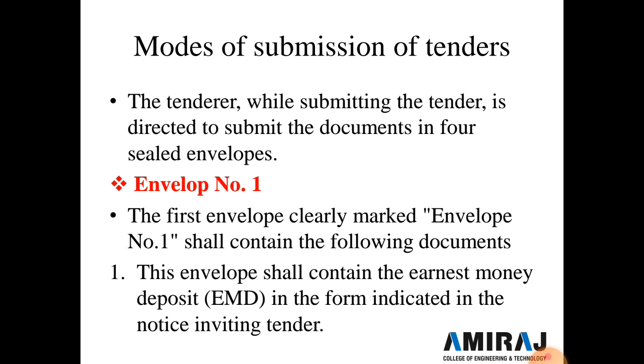Now modes of submission of tender. While submitting the tender, the tenderer is directed to submit the documents in a 4-seal envelope. So in the 4-seal envelope, one by one we discuss it. The first envelope is clearly marked envelope number 1 and shall contain the following documents. First, this envelope shall contain EMD in the form indicated in the notice inviting tender.